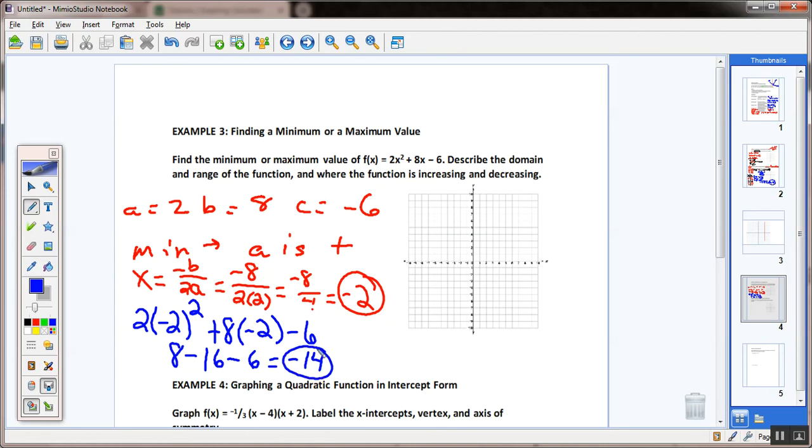Okay, so what happens here, kids, is this. We're not even going to use the graph, but I'm going to show you what happens. You know the vertex is going to be where, kids? What comma what? Negative 2 comma negative 14. Now I'm just going to make a small sketch of this, and then I think that when we get this done, we'll call it good for a little bit. Negative 2 comma negative 14.